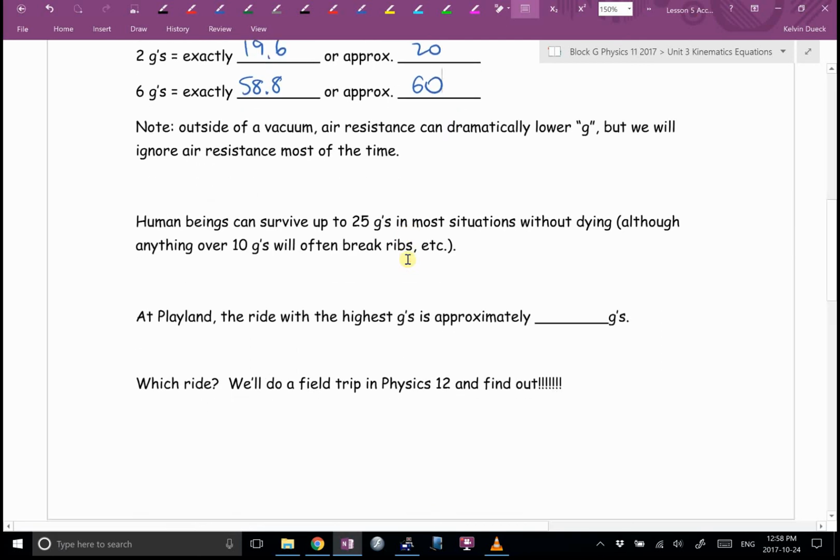Playland, the ride with the highest Gs, is about 4. Which ride is that? If you take Physics 12, we'll do a field trip to Playland in May, and we'll go on the rides with accelerometers, and you'll get to find out.